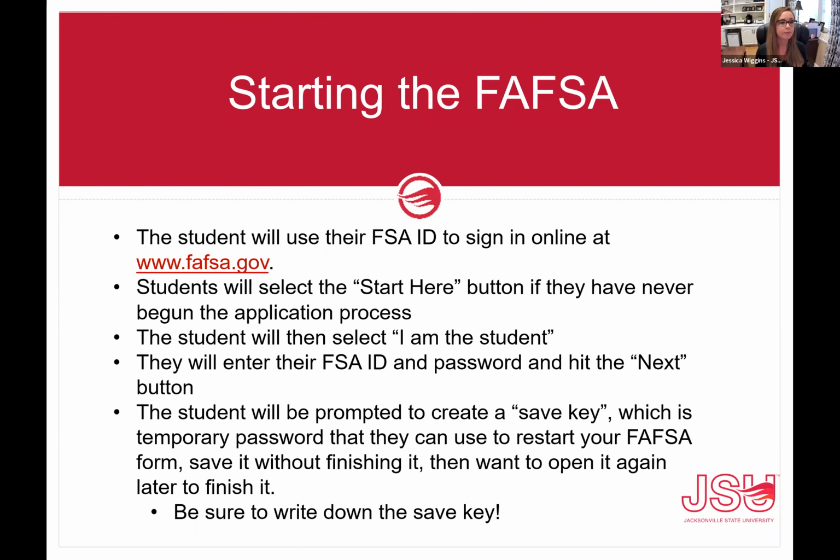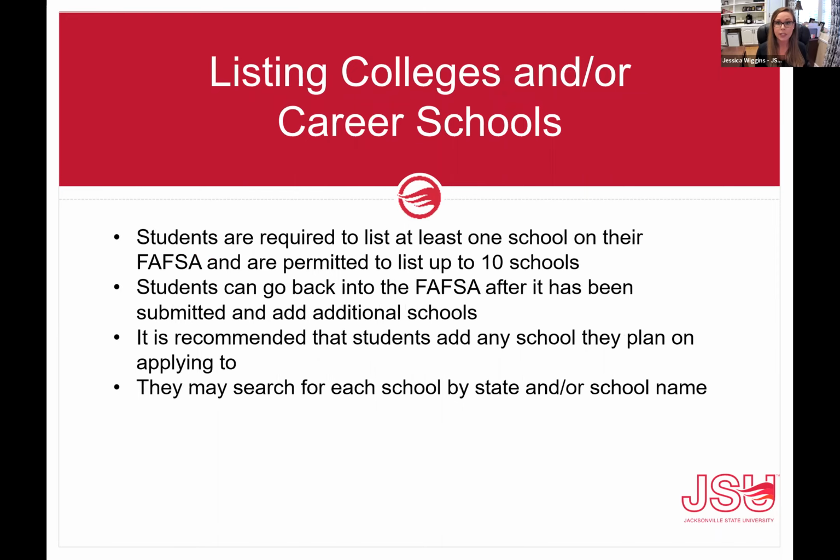Okay, so listing colleges or career schools on the FAFSA. Students can put up to 10 schools on their FAFSA, and we do encourage students to include every school that they are considering applying to. Of course, they can go back even after they've submitted the FAFSA and add or remove schools if they choose to. But many students don't do that and see it as a hassle to have to go back in. So we recommend that when students are initially completing the FAFSA, they go ahead and put in any school that they are interested in applying to.